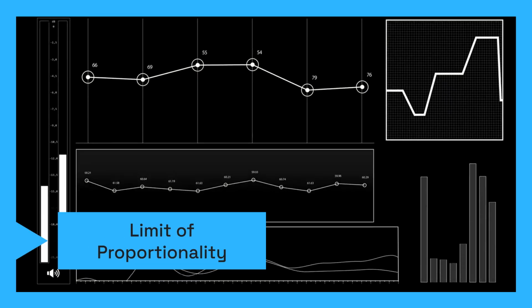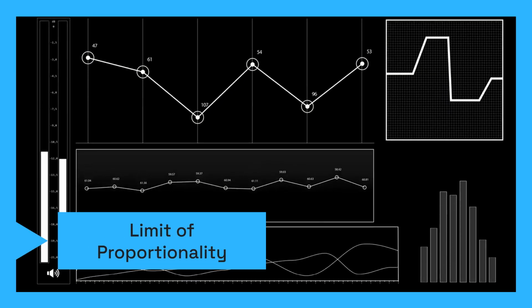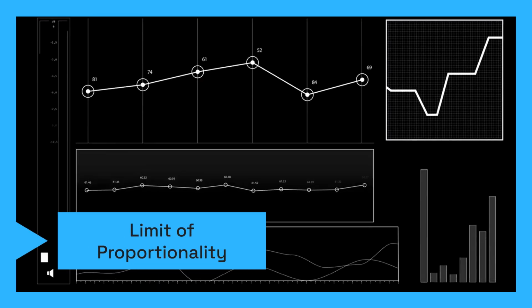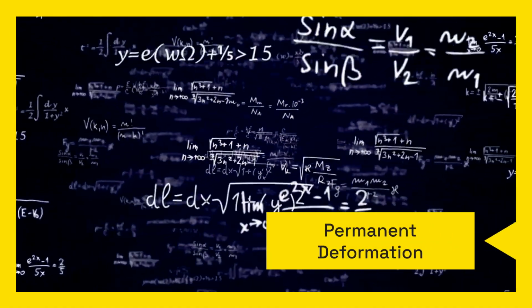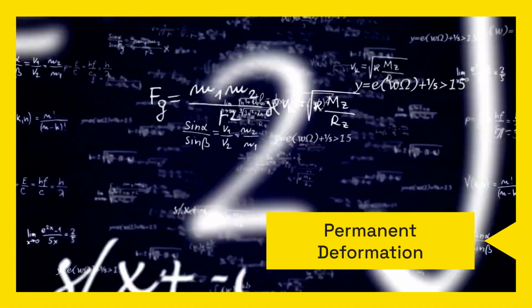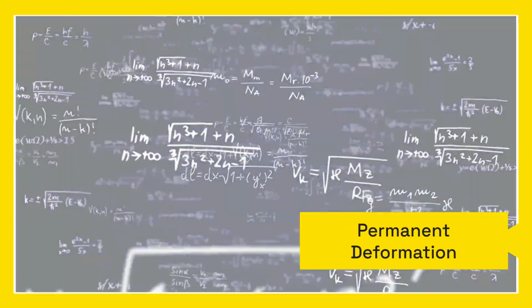Watch closely for the point where the line begins to curve. This is called the limit of proportionality, and beyond this point, Hooke's law no longer applies. Past the limit of proportionality, the object may become permanently deformed, exhibiting what we call plastic behavior.